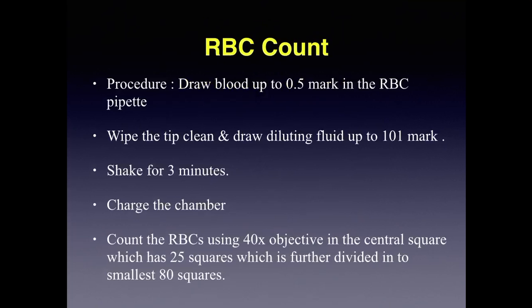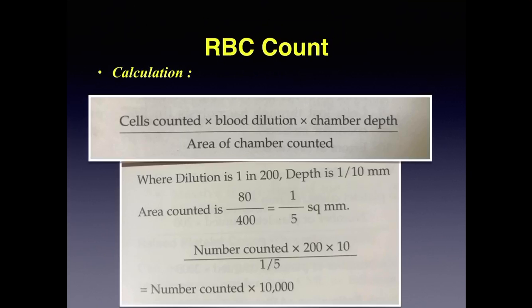Coming to the procedure, draw blood up to the 0.5 mark in the RBC pipette, wipe the tip clean and draw diluting fluid up to the 101 mark. Shake it for 3 minutes to ensure proper mixing. Then charge the Neubauer counting chamber and count the RBCs using the 40x objective in the central square, which has 25 squares and which is further divided into small 80 squares.